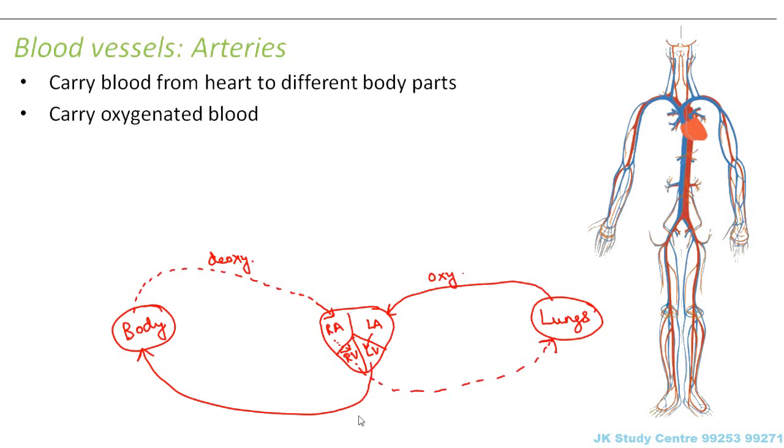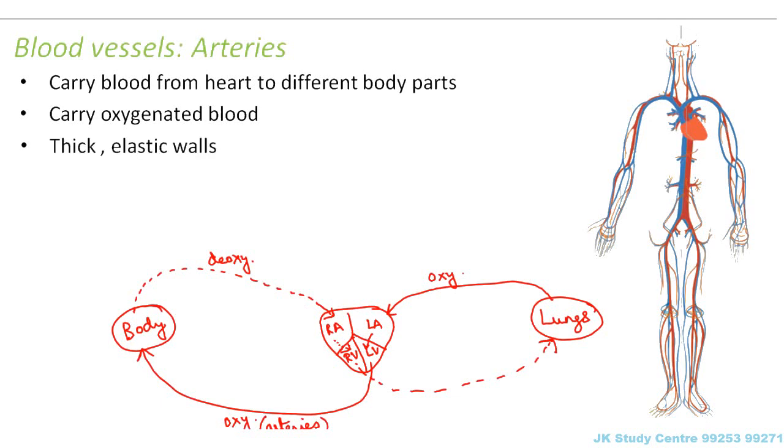So if you see, this oxygenated blood goes from heart to different body parts. So this blood is always oxygenated. This is the only blood which is going from heart to the body and it is oxygenated. Therefore the arteries will carry this oxygenated blood. So this oxygenated blood is carried by the arteries from heart to different body parts.